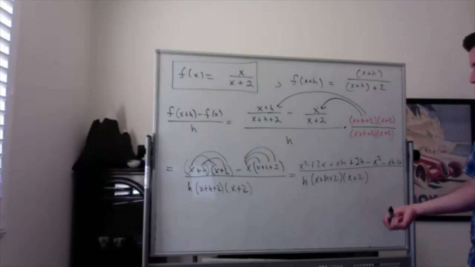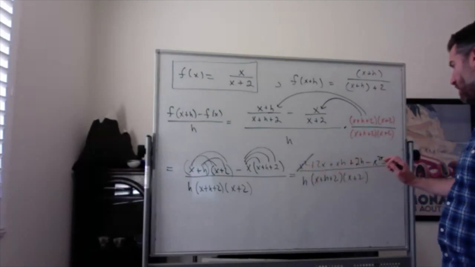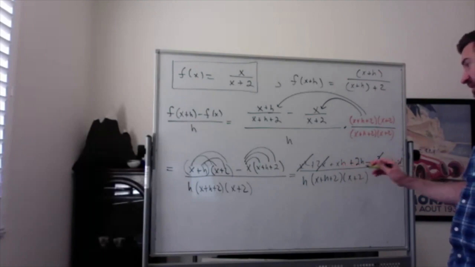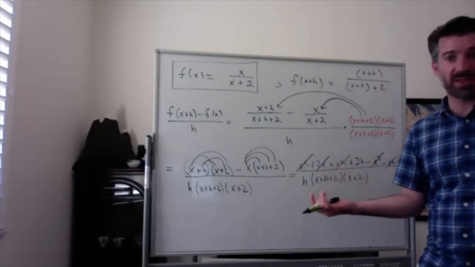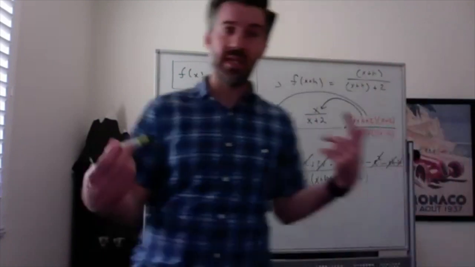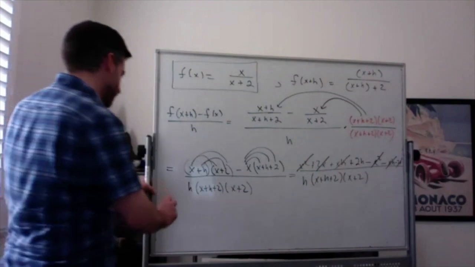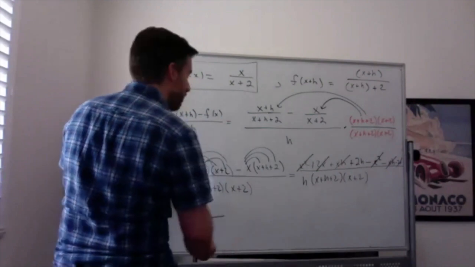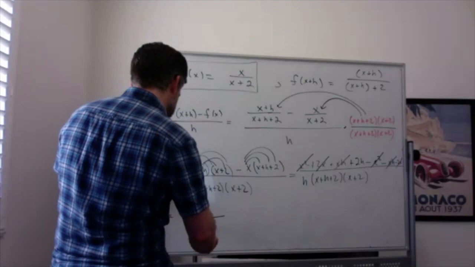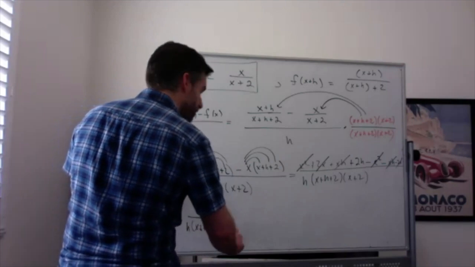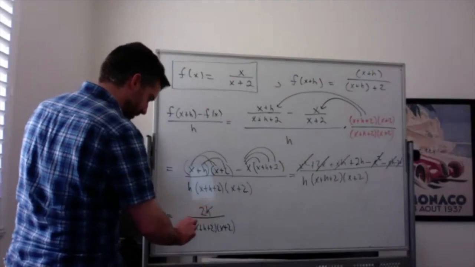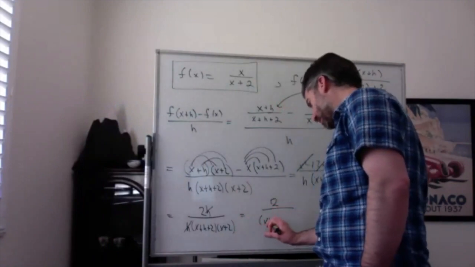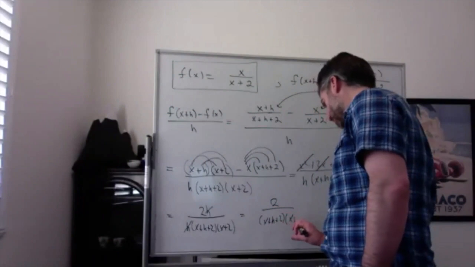So then hopefully the non-h things cancel. x squared and negative x squared cancel. 2x and negative 2x cancel. And xh and negative xh also cancel. Sometimes some of the h things will also cancel, that's fine, as long as the non-h things all cancel out. So I'm left with 2h over h times x plus h plus 2 times x plus 2. And then this h can cancel out that h, and I've got 2 over x plus h plus 2 times x plus 2.